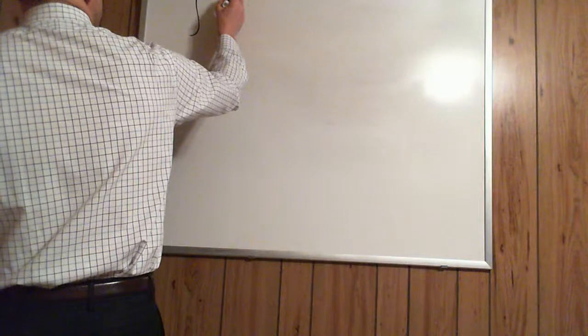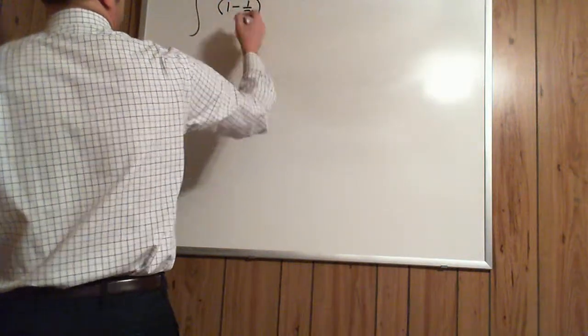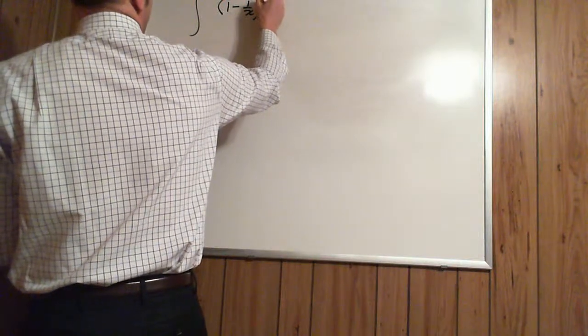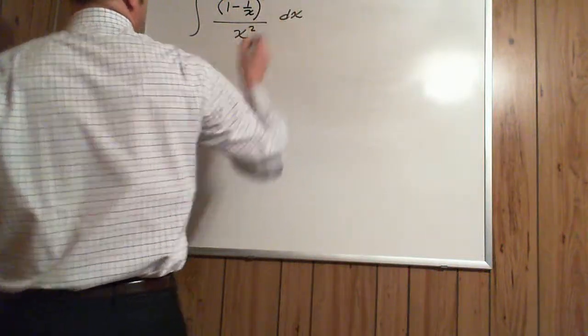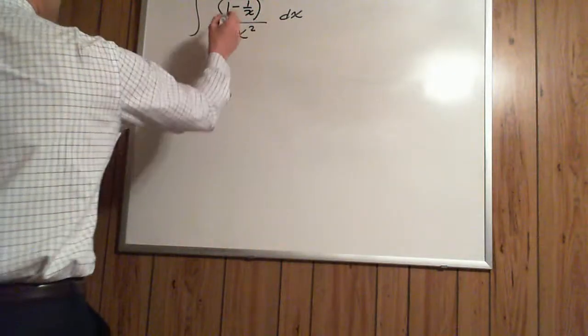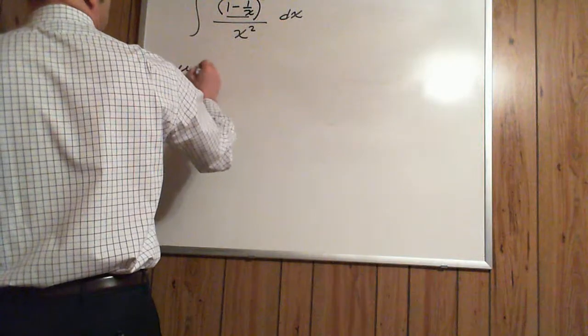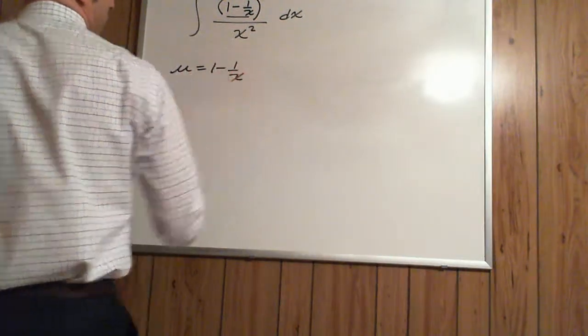Suppose I would have, let's see here, indefinite integral of 1 minus 1 over x, to the third, over x to the second, dx. So again, think about choosing u to be the inside stuff of the quantity. So u would be equal to 1 minus 1 over x.